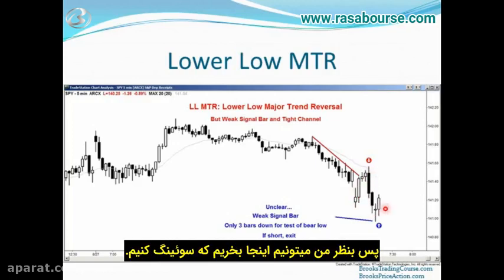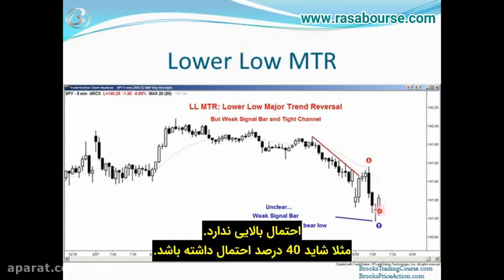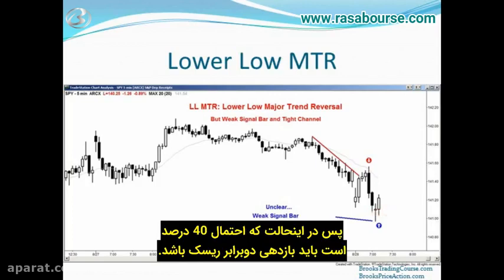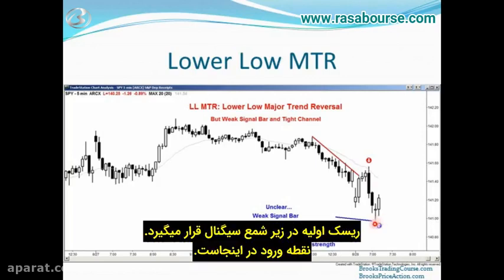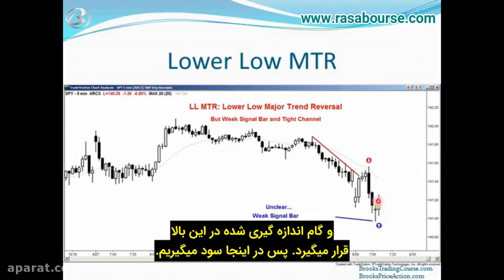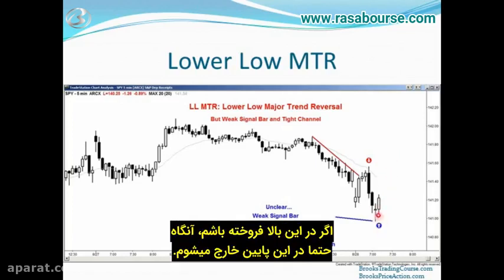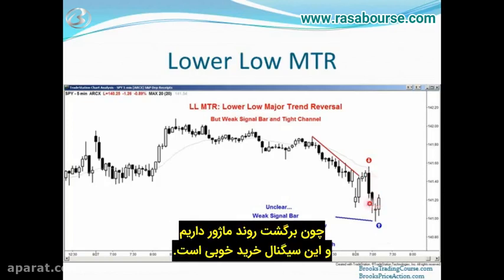So to me, this is a swing buy, not high probability, so maybe 40%. If you're taking a 40% buy, you have to be using a profit target that's at least twice as big as your risk. Your initial risk is below the signal bar. Your entry is here. So you take a measured move up, and your target would be somewhere up in this area. If you're short, I definitely would get out of any short at this point, because this is a reasonable major trend reversal buy signal.